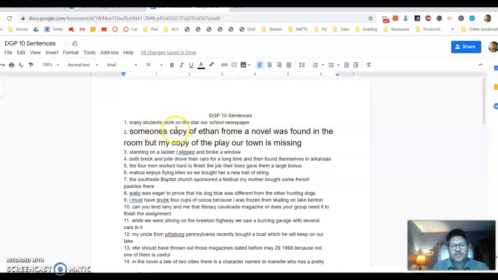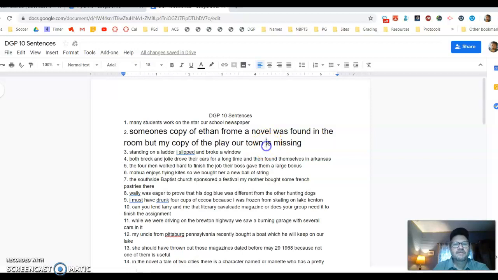Okay, so with all that in mind, I think that covers most of our major elements here. The only thing left to deal with is our prepositional phrases. What kind of copy? Of Ethan Frome. So that's a great example of an adjectival prep phrase. What kind of copy here? Of the play. So these are both adjectival prep phrases. And then in the room tells you where. So that's an adverbial prep phrase.